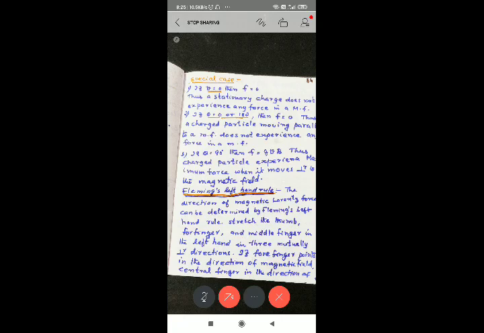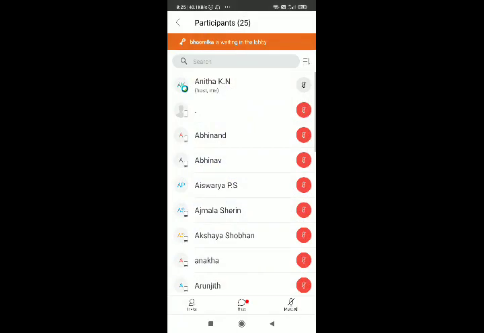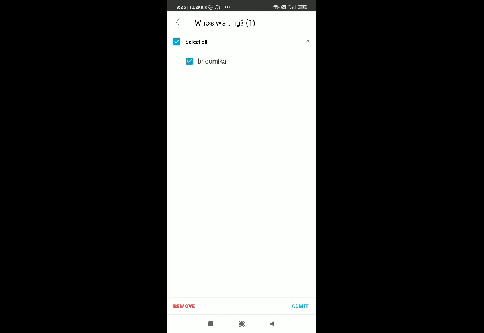Very important factor. If the charge is at rest, it will not experience any force. That is a very important fact.